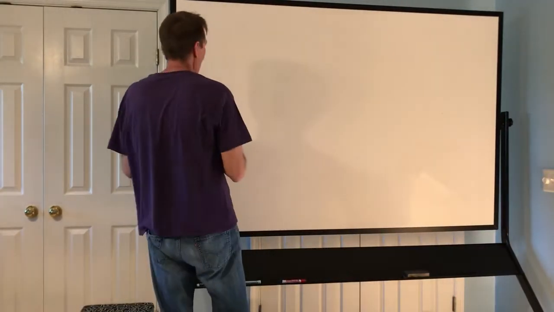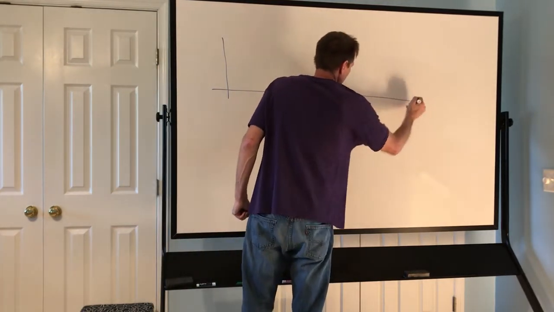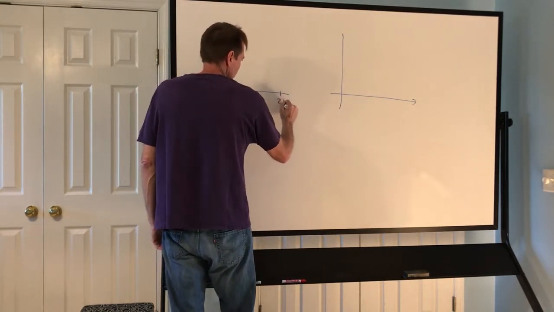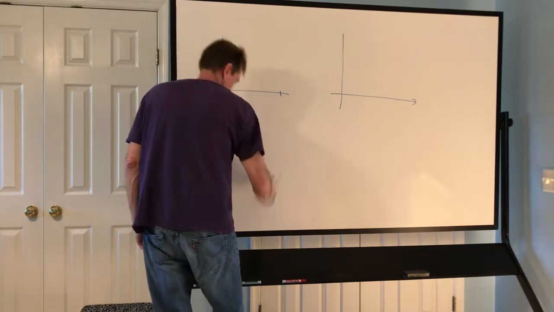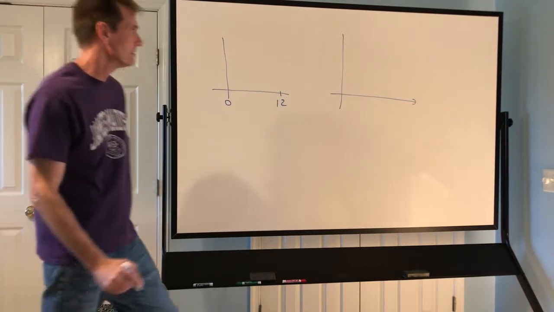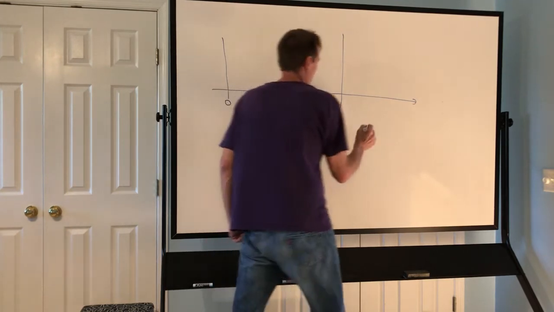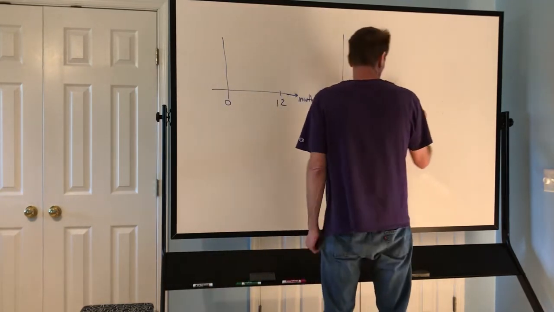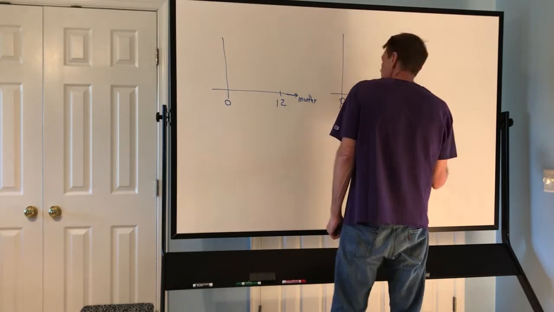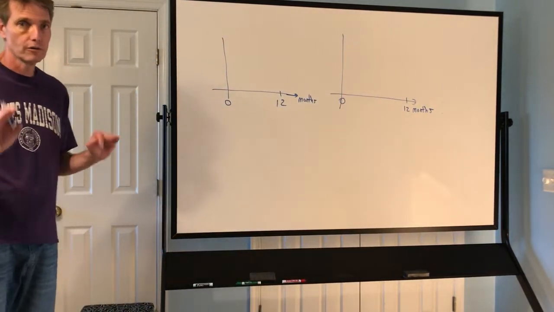So what we have is two graphs of two functions. Let's just be 0 months, 12 months. So this is being measured in months. This is 0 months, and this is 12 months. So we're looking in our domain over a one year period.